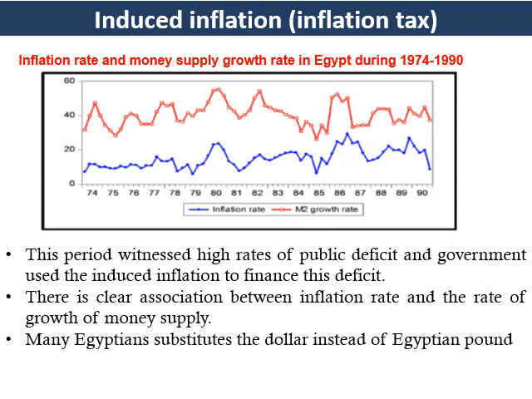So, as we can see in the figure, this period witnessed sharp fluctuations in the money supply growth rates, and also we can see that there is a clear association between inflation rate and the rate of growth of money supply, which means that the increase in money supply led to higher inflation rate at this time. So we can conclude that the central bank used its instrument to finance the public deficit.